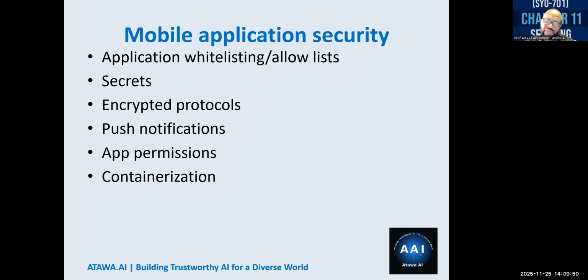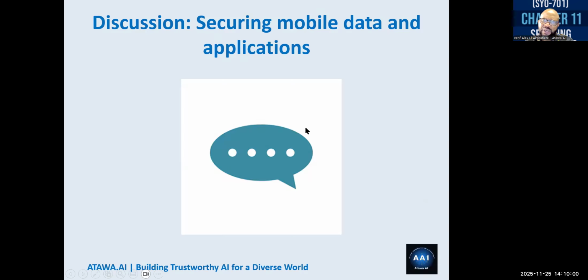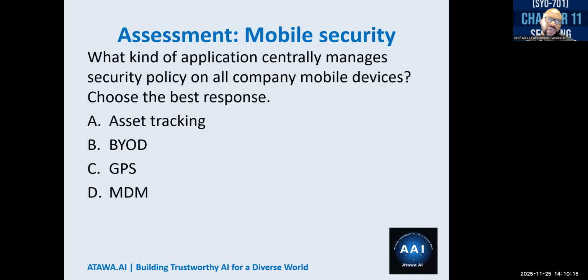For the application, we have the same allow list, whitelist on here. Some secrets, encryption password, push notification, permission, and then containerization. Again, think about it. If I'm trying to secure mobile data and applications, what is the best option that I should use? Now, WhatsApp has a feature where some chats can be secured and protected by a password.